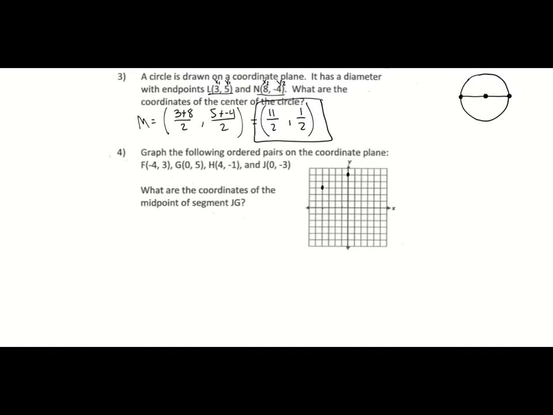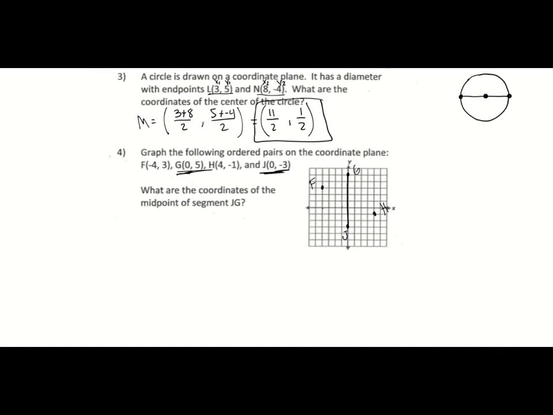Then we have 4, negative 1. So we're going positive 4, 1, 2, 3, 4, down 1. And 0, negative 3. We're just going down 1, 2, 3. So this is F, G, H, and J. Now it says, what are the coordinates of the midpoint of segment JG? So we're going straight up here. So if we are looking at J and G, these are the 2 points we're going to use.